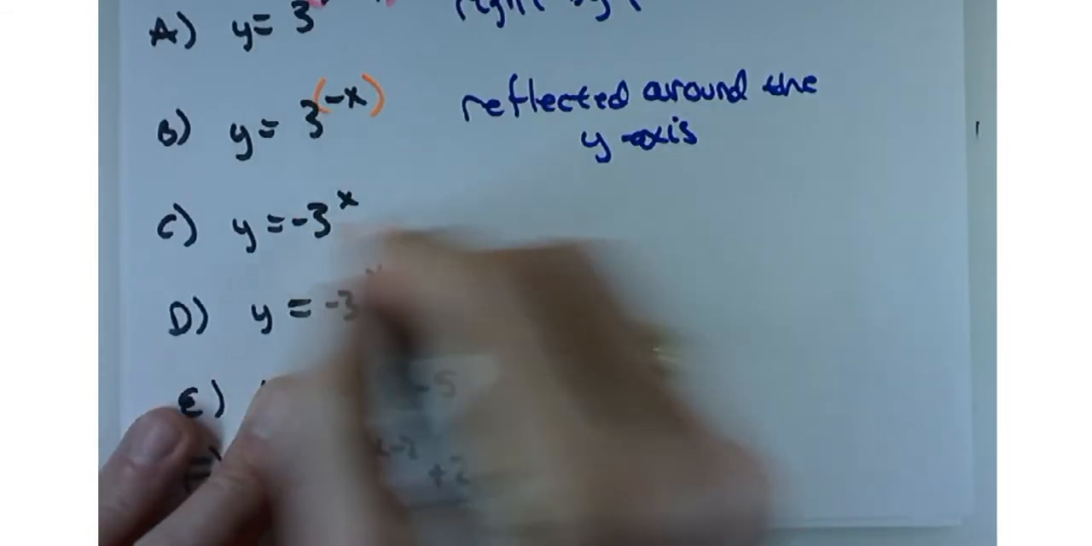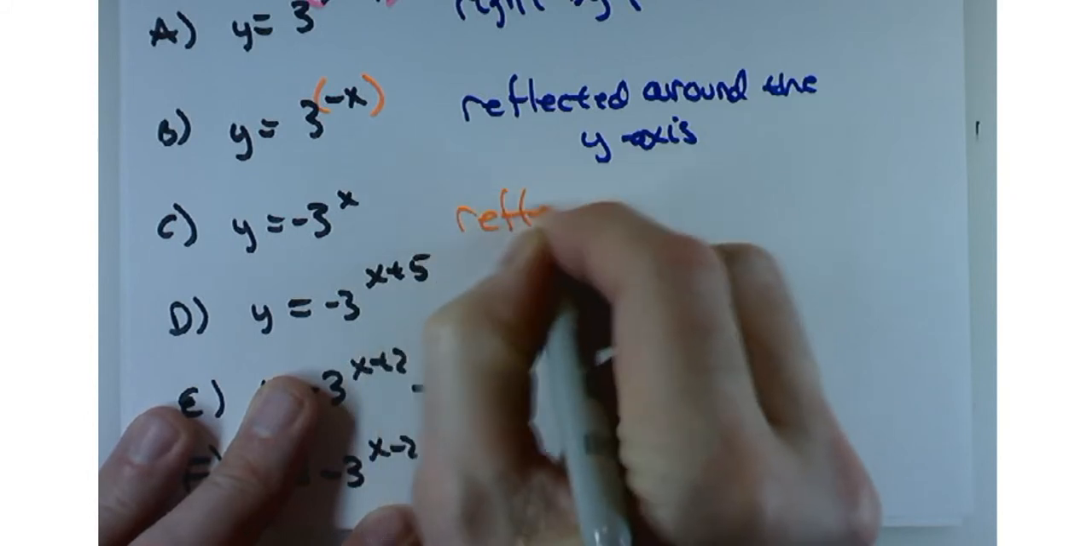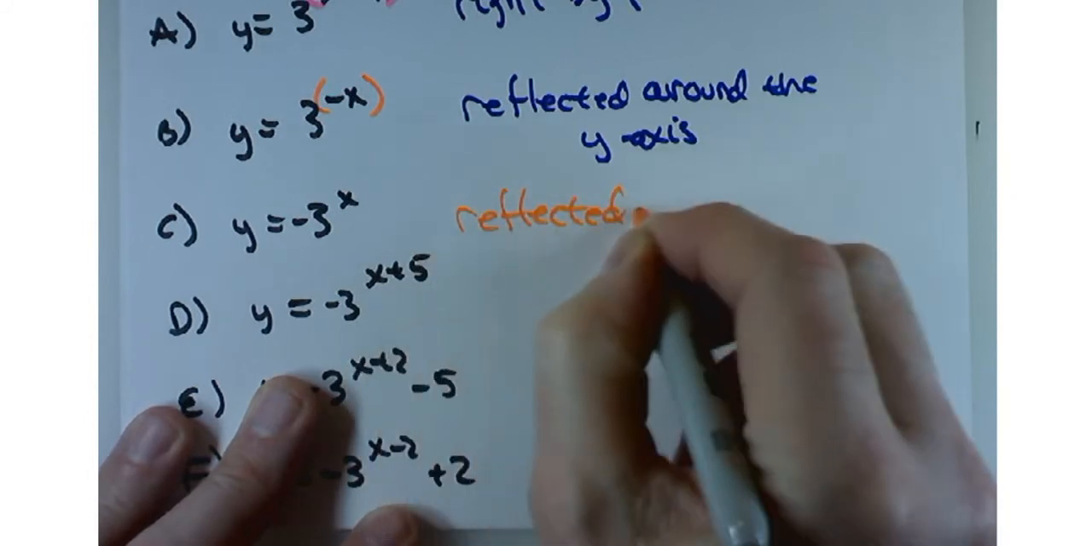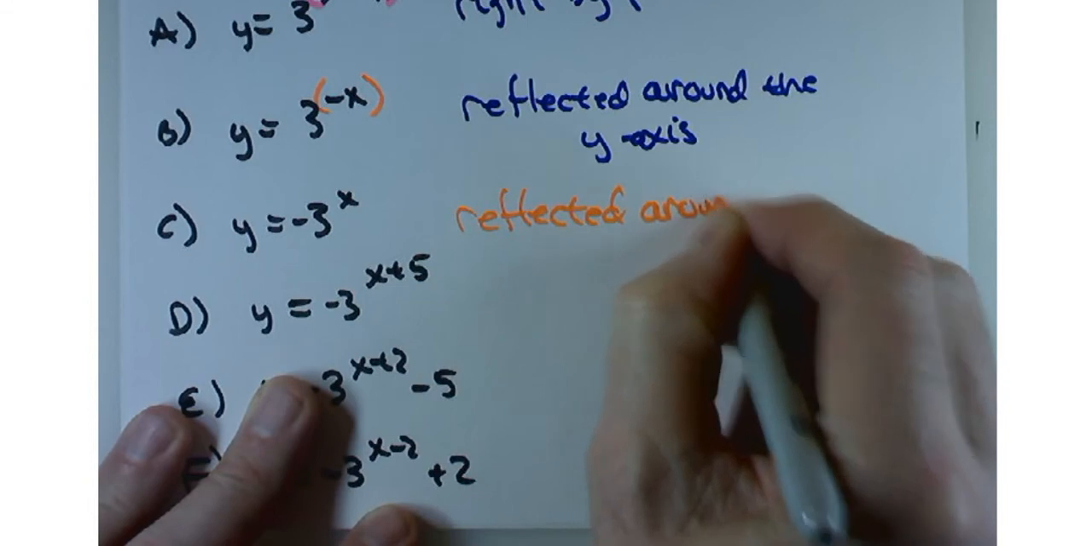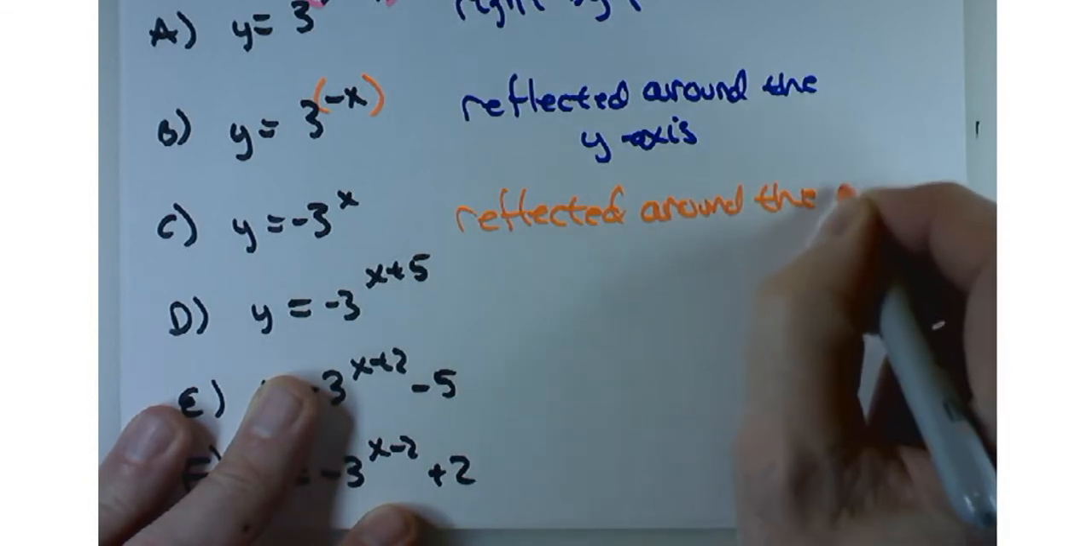So where'd this one get reflected around? Yeah, the x-axis.